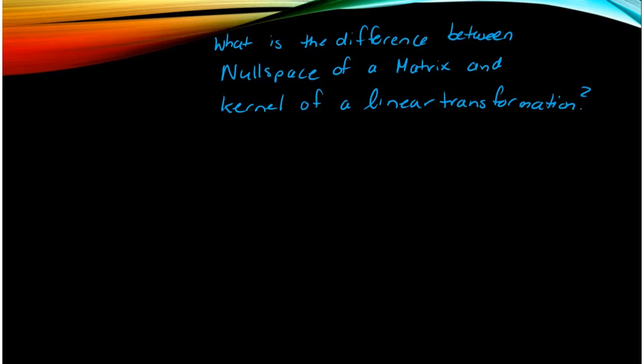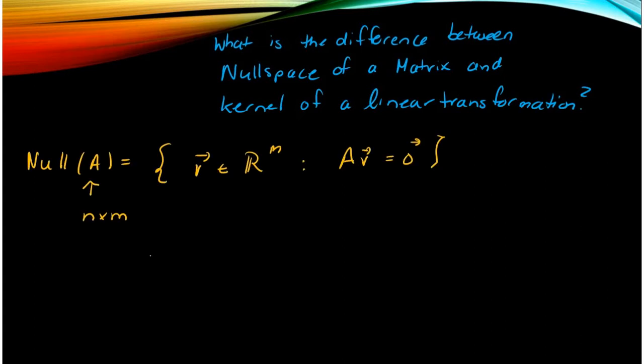Hi, I got a question on what is the difference between the null space of a matrix and the kernel of a linear transformation. By the definitions, there is no difference. The definition of a null space: if I have an n by m matrix, it's a set of vectors belonging to R^m such that the matrix equation Av = 0 is solved by v.